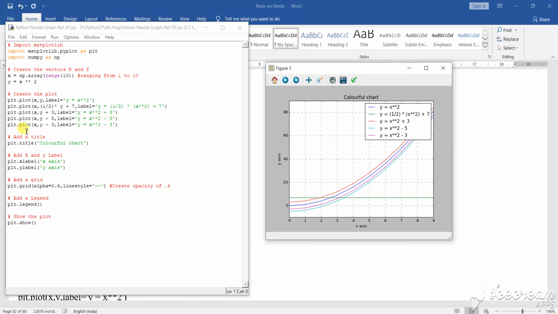Next value: x will be 1 to 10 and y is what? Y minus 3. What is the value of y? Y value is x to the power of 2 minus 3. So this is the particular value phase based on which the graph has been plotted. You can see that as I am moving the cursor, the length and the breadth, that means the x and y axis, is changing. As the x and y axis change, each graph has a different format.